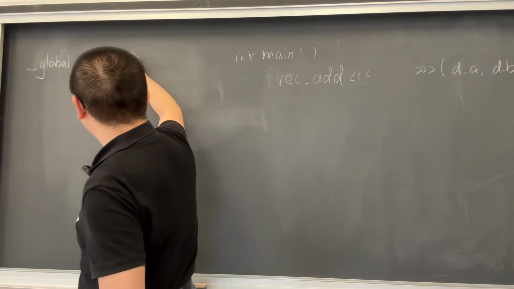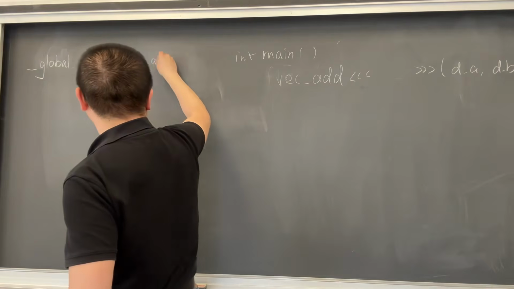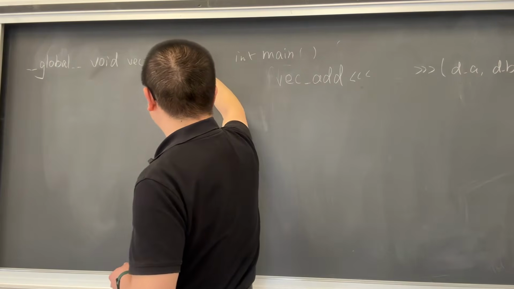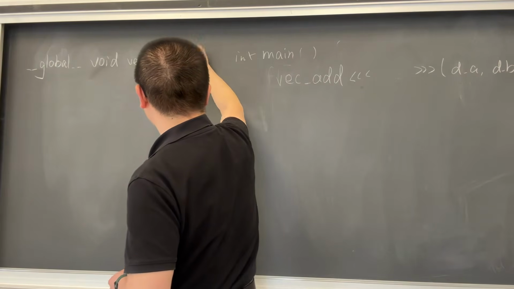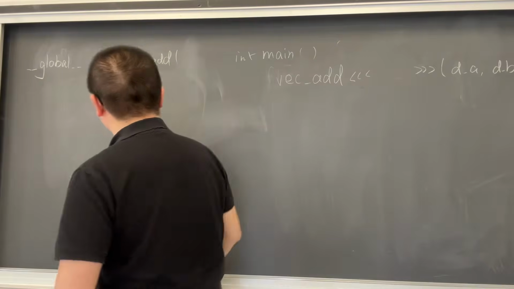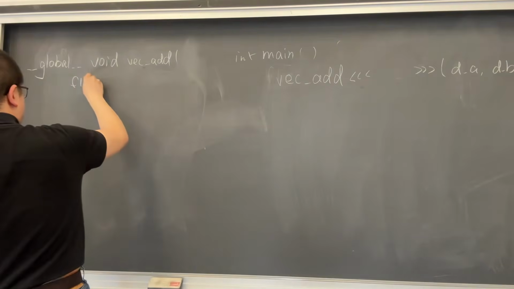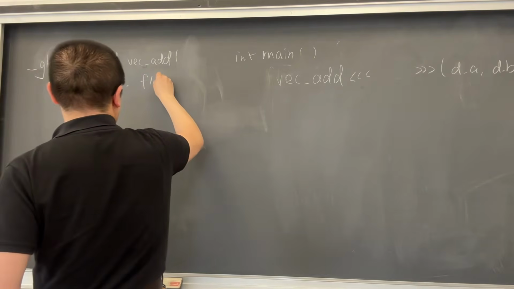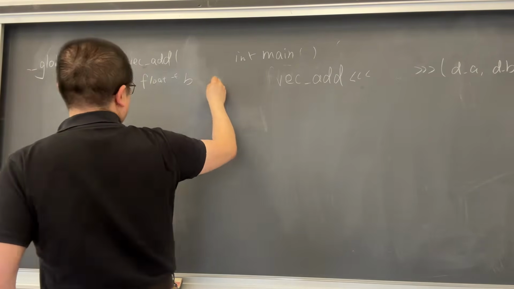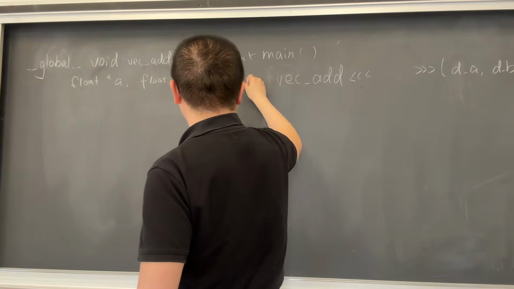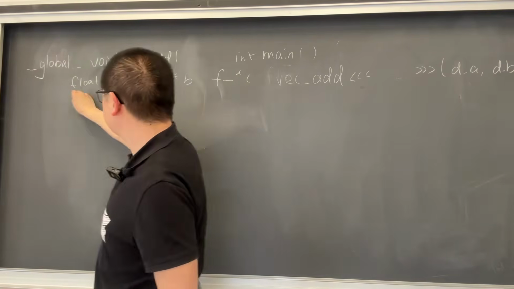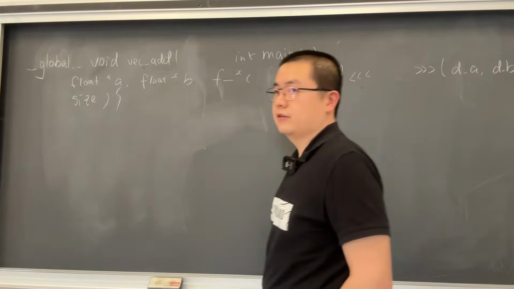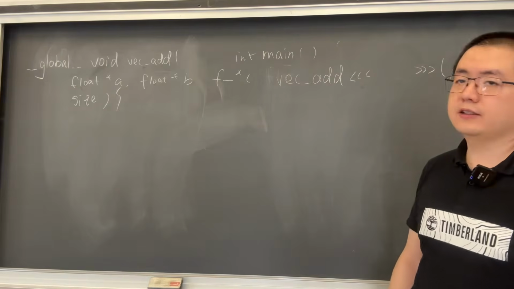Then a void, then we can call it vec add. Okay, then there's nothing special. Here we write float star A, float star B, float star C, and size. Okay, a list of parameters. So nothing special, just as if you are writing a CPU program.